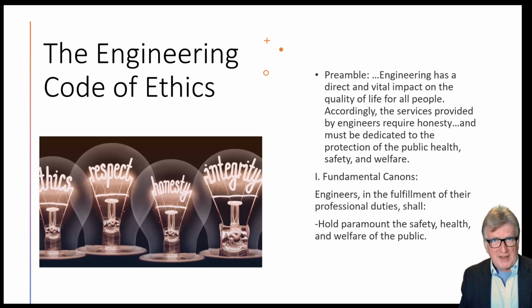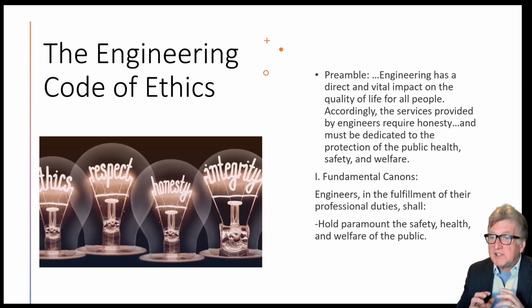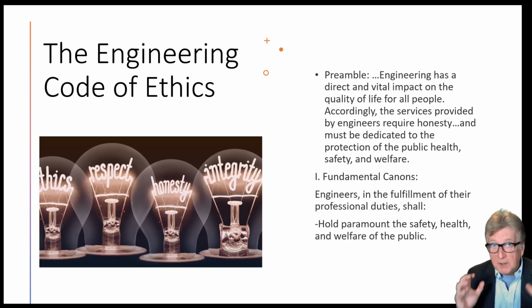There's something called the Preamble. That's kind of the introduction to the safety hierarchy. And it says, and I've shortened this a little bit, engineering has a direct and vital impact on the quality of life for all people. Accordingly, the services provided by engineers require, and then there's a long list of things, honesty and several other factors. And then the last phrase in that preamble is, engineers must be dedicated to the protection of public health, safety, and welfare. So there it is, spelled out right in that very introduction paragraph, probably the most important part of the Engineering Code of Ethics, as is spelled out in that preamble.